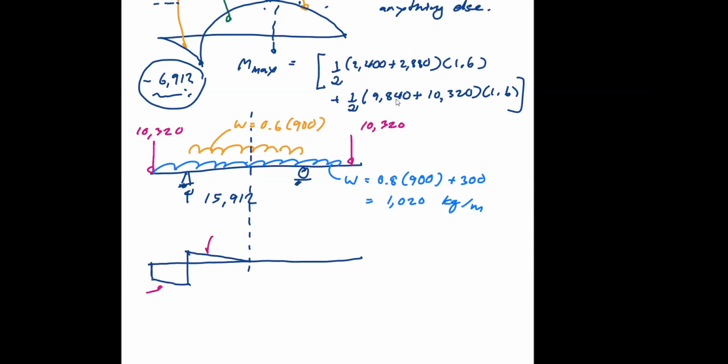So from that again, you see that this negative area would give you the negative moment right there. So let me go ahead and write you the number. This, of course, must be equal to the reaction. So this is 10320, just exactly this.